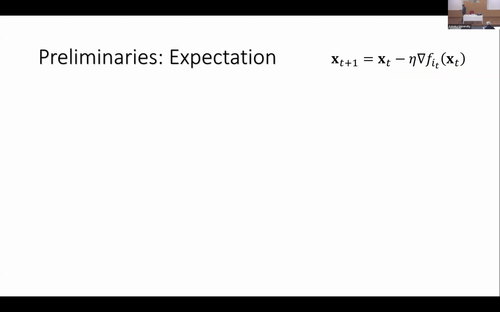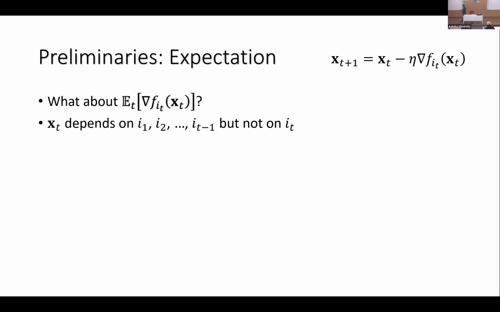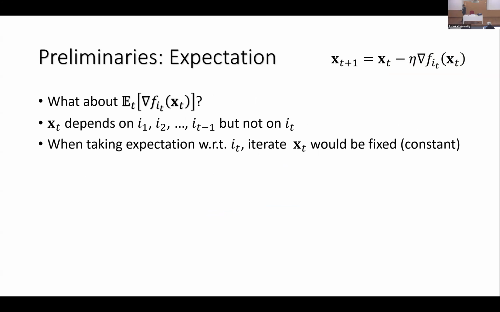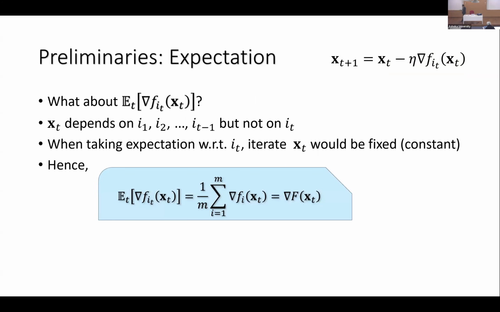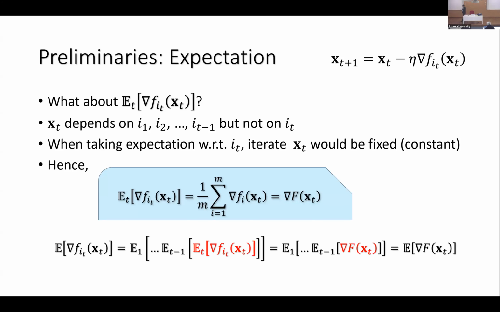Okay, so if you keep this in mind, then what is ET of the gradient of f_IT at xt? It actually depends: xt only depends on I1 to IT minus 1, and f_IT only depends on IT. And therefore, in this expectation xt can be treated as a constant, and therefore the expectation with respect to IT is given by the gradient of f at xt. Okay. And then of course, if you take nested expectations, then the full expectation on both sides will come.